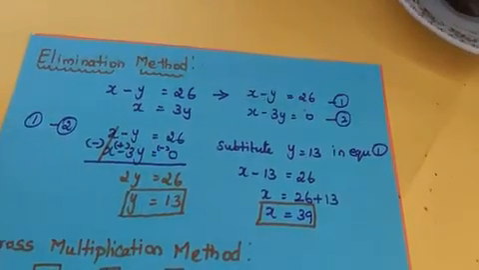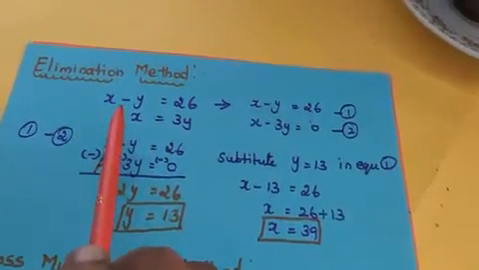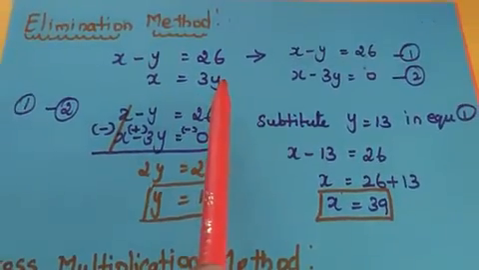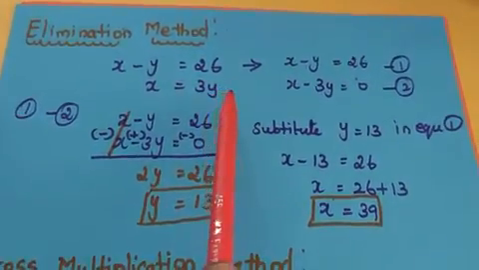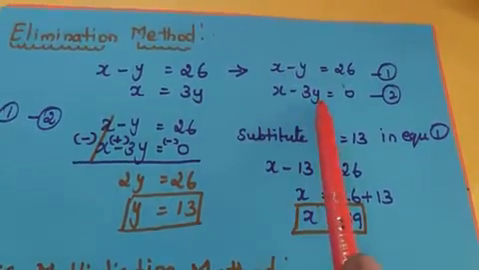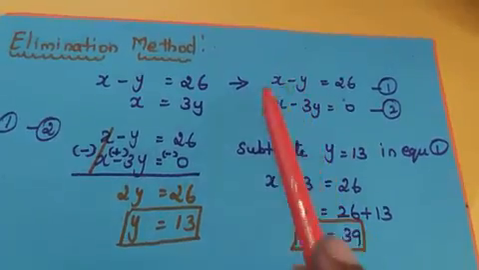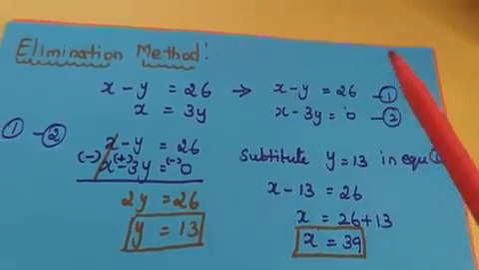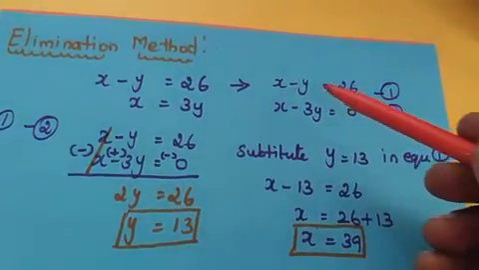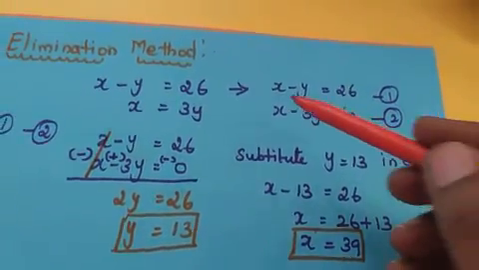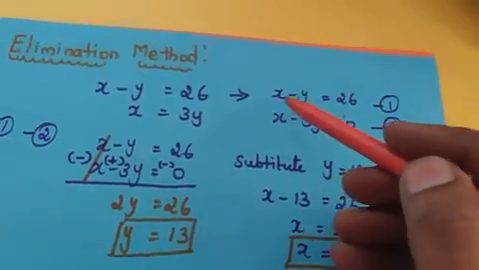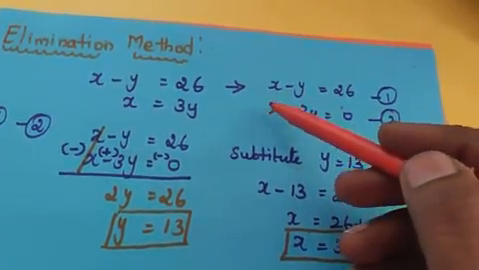Now see, the same equations I had taken here. x minus y equals 26 and x equals 3y. These are the two equations. Now write it in the standard form. x equals 3y means you transpose this side, x minus 3y equals 0. Now the equation becomes standard form. Now what you have to do, just check the coefficient of x or y. Mostly it will be given the same, otherwise you can make it the same.